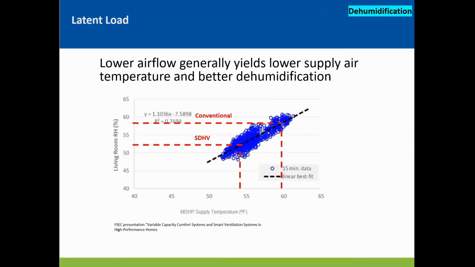Florida Solar Energy confirmed this in some of their studies, where they measured the supply air temperature and the room relative humidity, and they found a direct correlation to this. So at air temperatures around 60 degrees, which is common for a big duct system, at 400 CFM per ton, they measured close to 60% relative humidity in the space. It's a little high. Most occupants would tend to turn the thermostat down a few degrees, kind of keep the moisture down. And of course, there's an energy penalty when you do that.